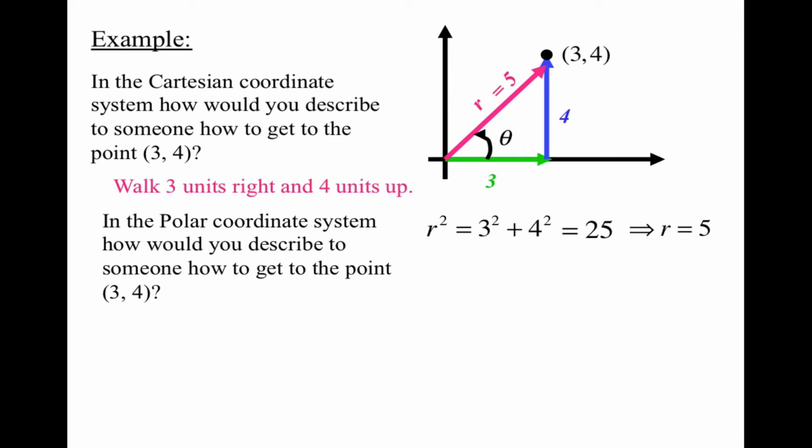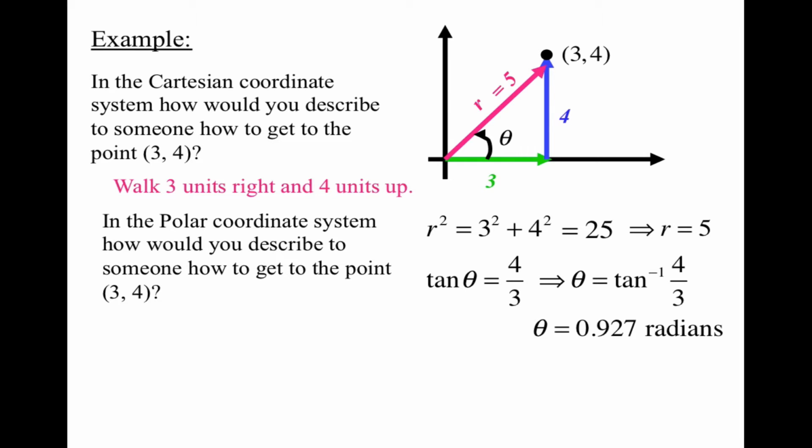Now you should be thinking to yourself, how am I going to get theta? Well, you should be thinking, oh, trig. I can use any of the 3 trigs, tangent, sine, or cosine. But since I was given the 3 and the 4, the opposite and the adjacent side, I'm going to use tangent. So tangent theta is equal to 4/3. In order to find theta, you need to use your inverse tangent. So theta would equal the inverse tangent of 4/3, which gives me 0.927 radians.